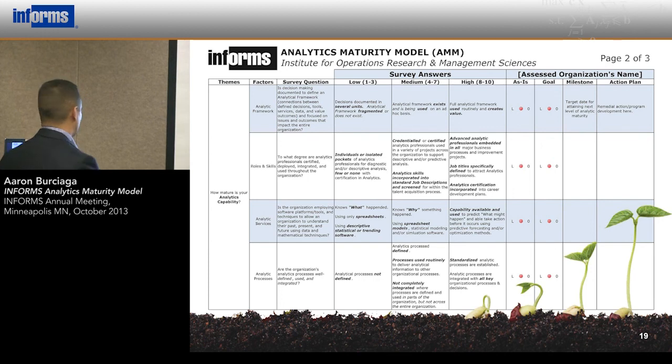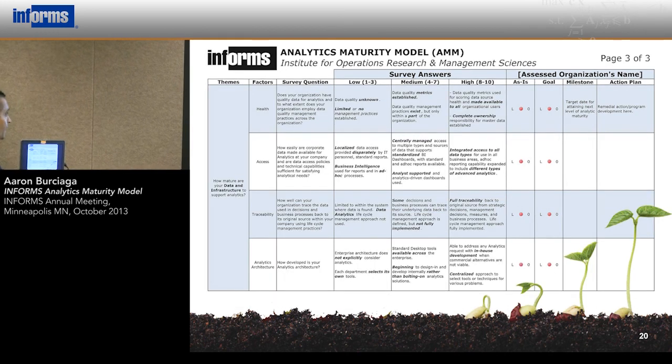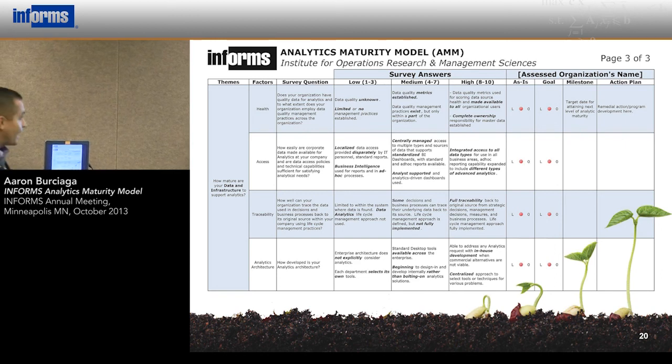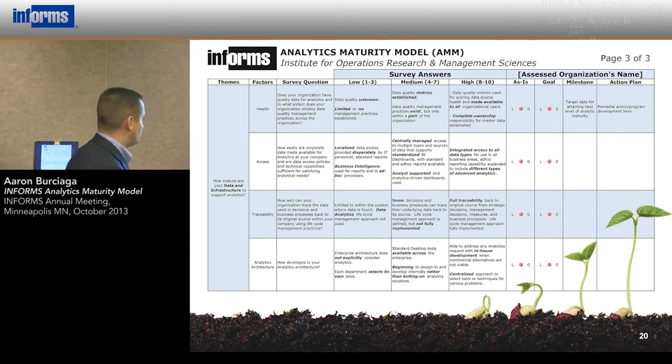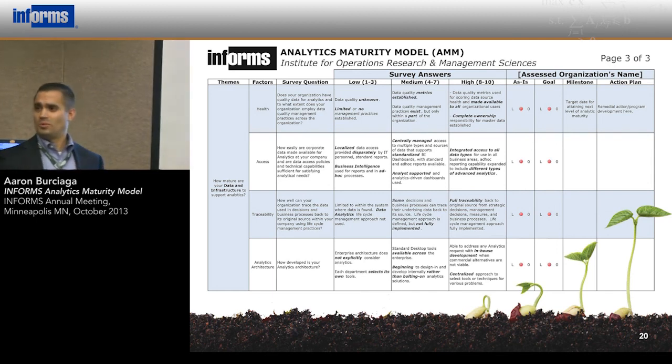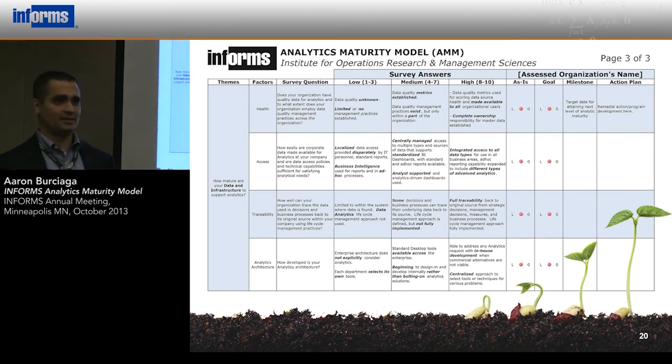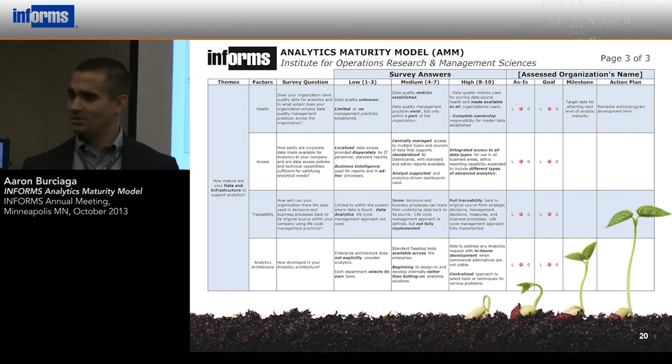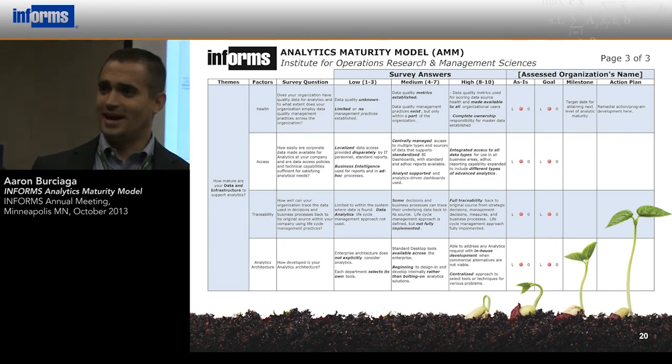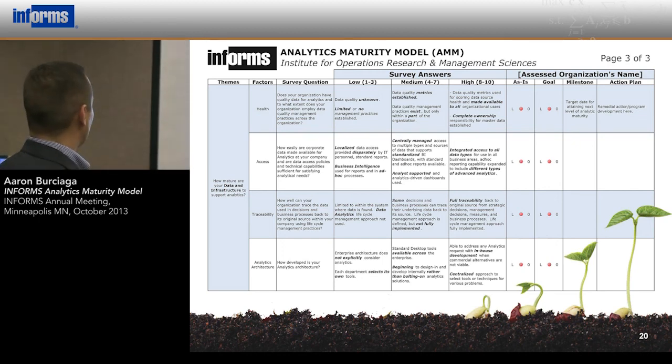All right, so not to beat a dead horse, we'll go on to the last sheet, where how mature are data and infrastructure in terms of data health, access, traceability, and analytics architecture. What would you like to look at? Anyone, anything on there stand out to you as a personal peeve or you'd like me to read? How about data? Let's talk about data health.